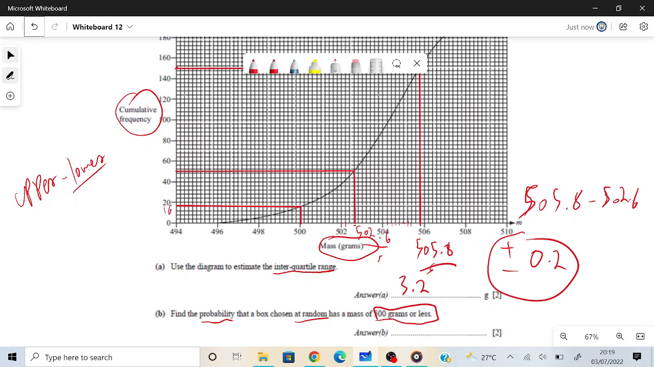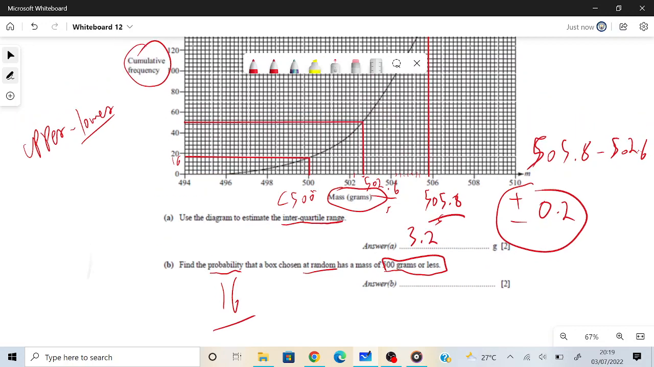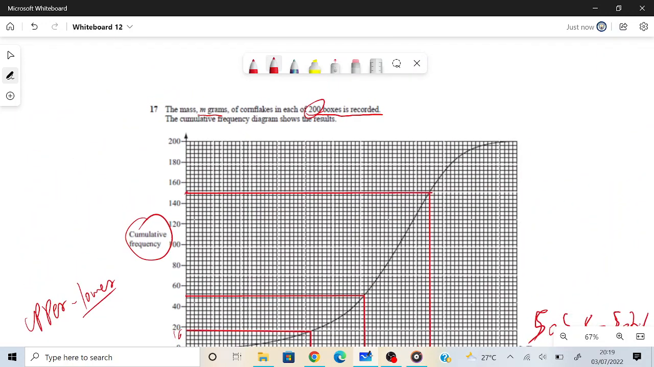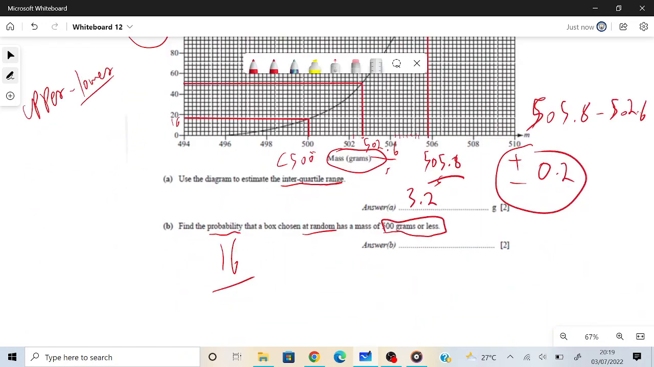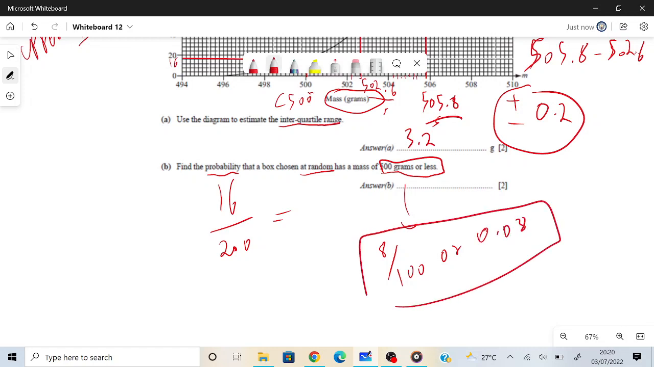The question says find the probability that a box chosen at random has a mass of 500 grams or less, and that's exactly what we found: 500, and everything over here is less than 500. So we have 16, and as you know, probability is simply the number that we found over here, 16, over the total number of boxes, or the cumulative frequency, which in this case is 200 as stated here. So this is simply 16 over 200. Simplifying this, your answer can be 8 over 100, or you can write it in decimal form, which is 0.08. Both are correct answers.